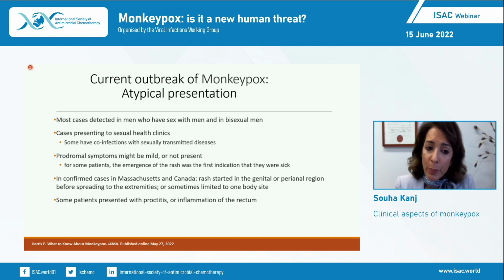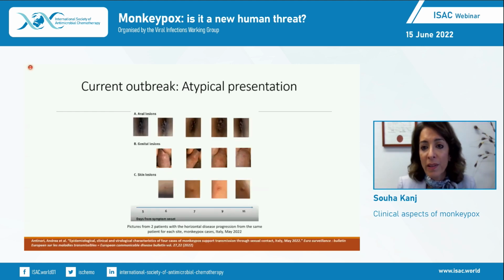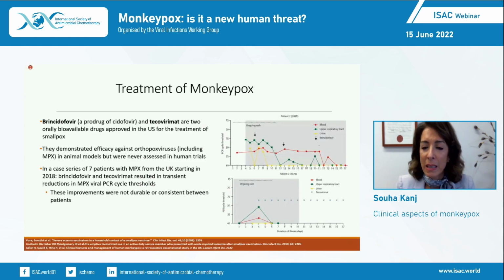There are also reports of some patients presented with proctitis, or inflammation of the rectum. These are pictures from the current outbreak from patients seen in Italy. And as you see, some of them had anal lesions that progressed over the days. Others had genital lesions, penile lesions, and others with skin lesions that have evolved as I have described previously.